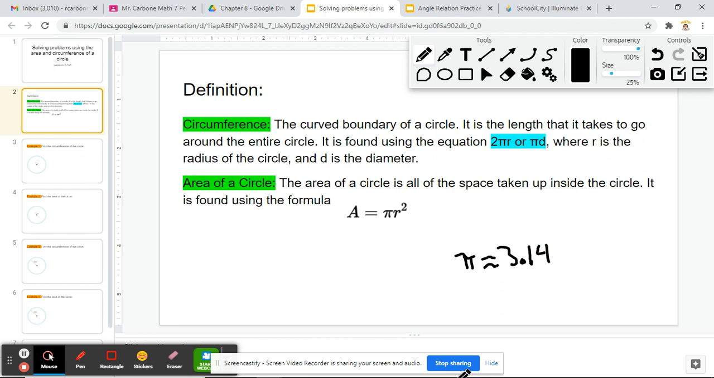All right, the next definition we have here is the area of a circle. So the area of a circle is all of the space taken up inside of the circle. And it is found using the formula pi r squared, one of the most famous formulas in math. And again, in that situation, pi is approximately 3.14 and r is the radius.